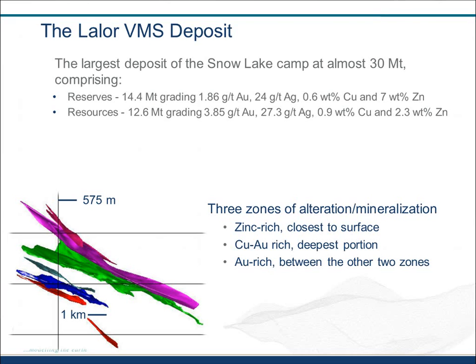So the VMS deposit is the largest one in this Snow Lake camp. It's about 30 million tons, so a very large VMS deposit. You can see the reserves and resources there. There are 3 distinct zones of alteration and mineralization: zinc-rich, copper-gold-rich, and gold-rich. And the common factor in all of these is that there's a pyrrhotite matrix which runs through all of this mineralization. It makes it a very productive source. So a good EM target, of course.